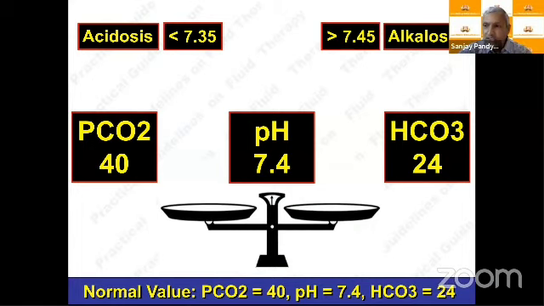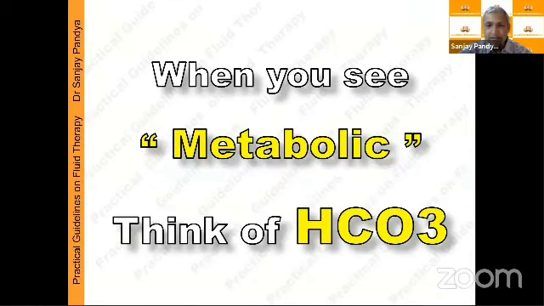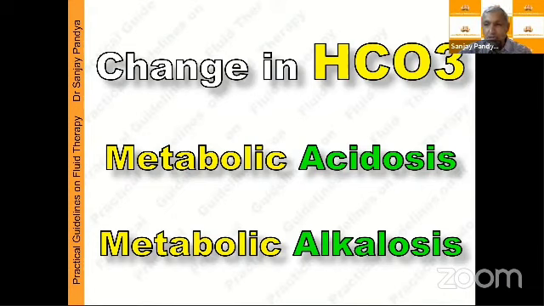Now, in discussion, while reading this subject, whenever you see metabolic, say somebody says that there is a metabolic disorder, that means they are talking about some change in bicarbonate. So when you see metabolic, think of bicarbonate. So metabolic acidosis, metabolic alkalosis, that's where we interpret ABG.